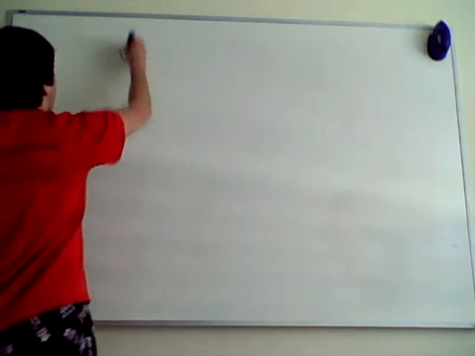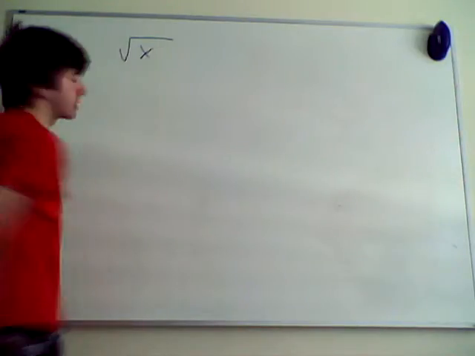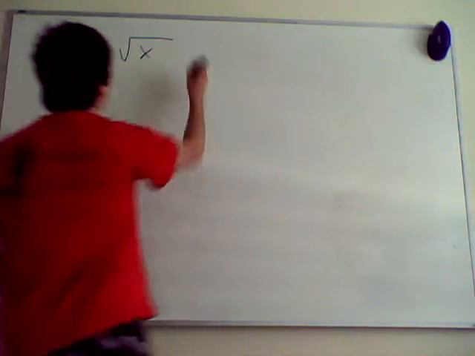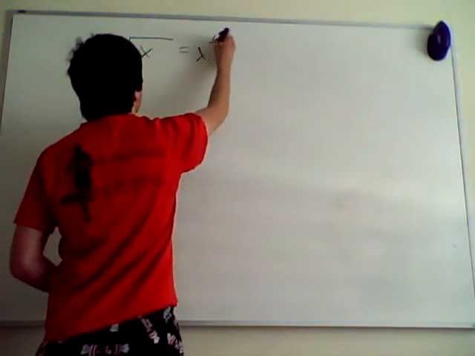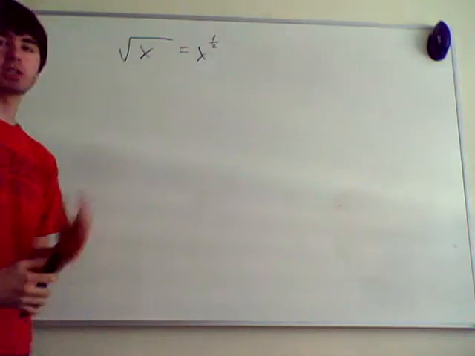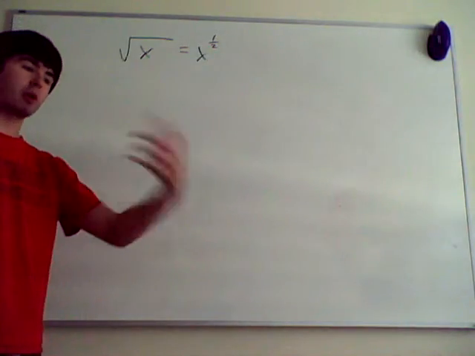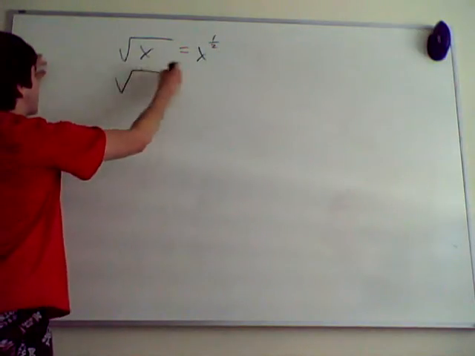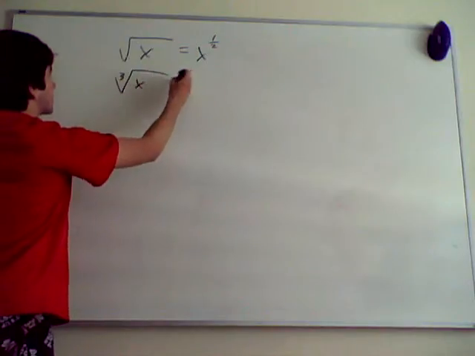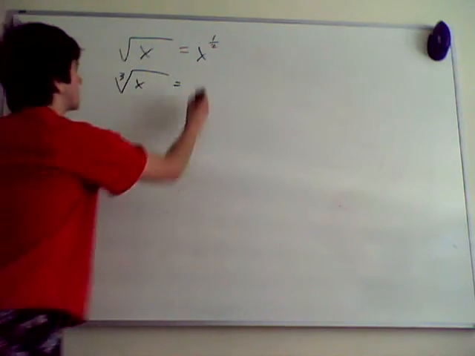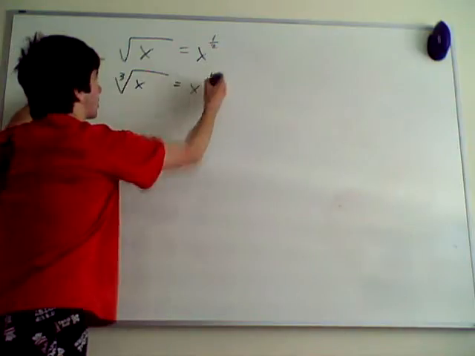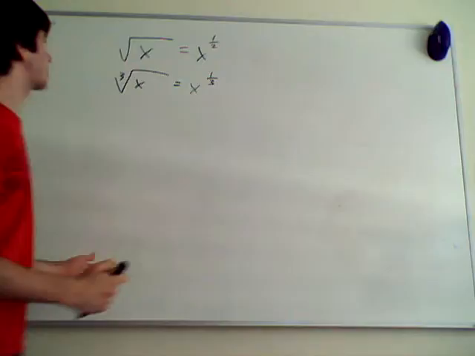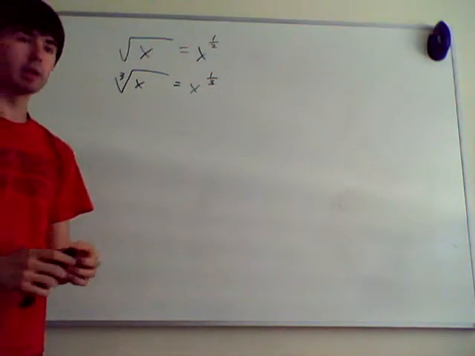For example, if you have the square root of x, just written like that, and you want to write it as a rational exponent, it becomes x to the power 1/2. That's just a rule: x to the power 1/2 is the square root. Same thing with the cube root of x, which becomes x to the power 1/3. Now you see the pattern, so the fourth root of x would be x to the 1/4.